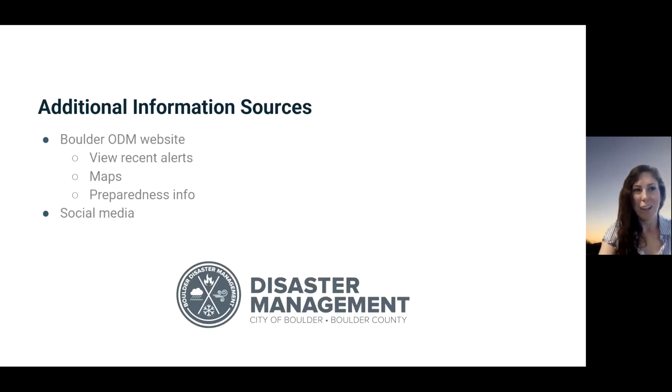So we've covered a lot of information. There are also additional sources where you can get information as hazards occur. The Boulder ODM website, which you can reach at boulderodm.gov, has information on recent alerts. It's also got maps when we have disasters going on that will indicate what areas are at risk and under advisory, warning, or order, and then preparedness info as well, so that you can take steps prior to a disaster occurring to get yourself more prepared.